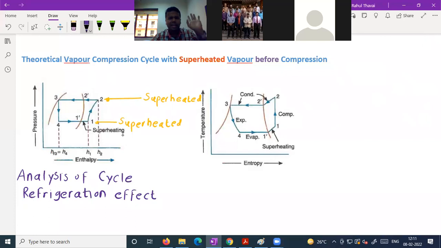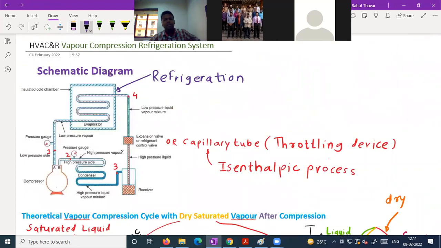See here, all of you, in any diagram, it doesn't matter, point number 4 is the inlet to the evaporator, and point number 1 is the exit of the evaporator. I can also go with the TS diagram. The exit of the evaporator is the inlet to the compressor. Point number 4 is the exit of the capillary tube, which is nothing but the inlet to the evaporator. Similarly, point number 1 is the exit of the evaporator, which is the inlet to the compressor.